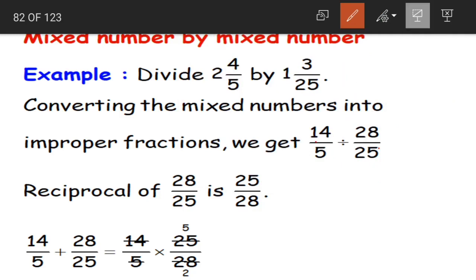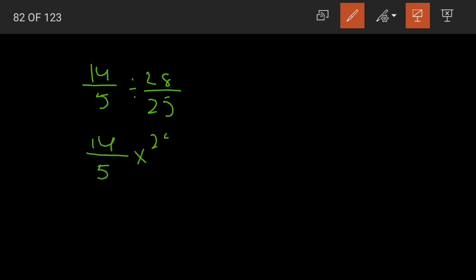14 by 5 divided by 28 by 25. Again, what should we do? We should multiply it with the reciprocal. Yes children, here we have 5 ones are 5, 5 5s are 25, and then what do we have here? Yes, we have 14 ones are 14, 14 twos are 28.